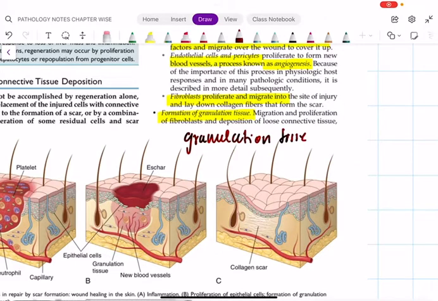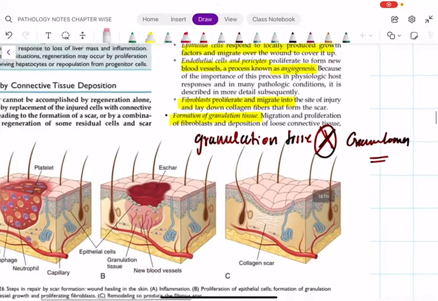Granulation tissue should not be confused with granuloma or granulomatous inflammation. Granulomatous inflammation is a morphological type of chronic inflammation, whereas granulation tissue refers to, that is, what? The new blood vessels along with the collagen and loose areolar connective tissue deposition during the process of wound healing, we call it as granulation tissue.